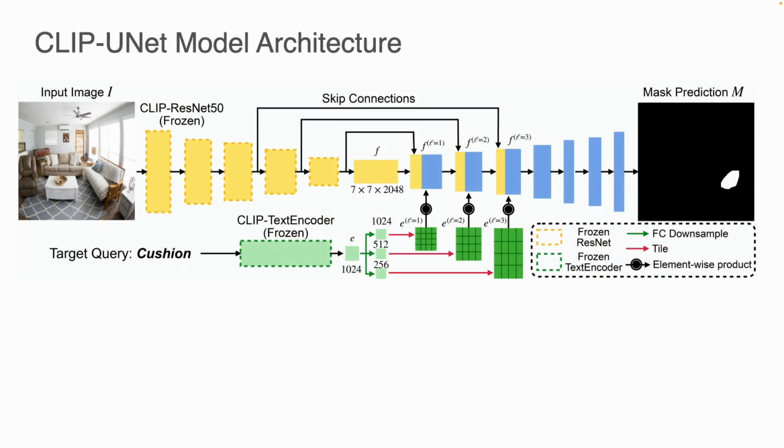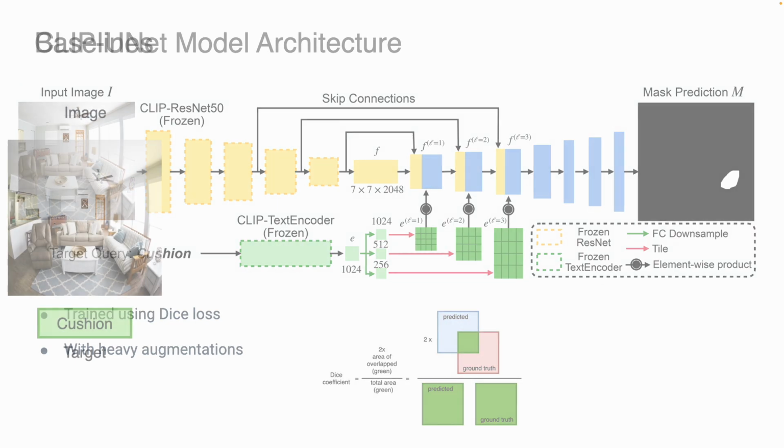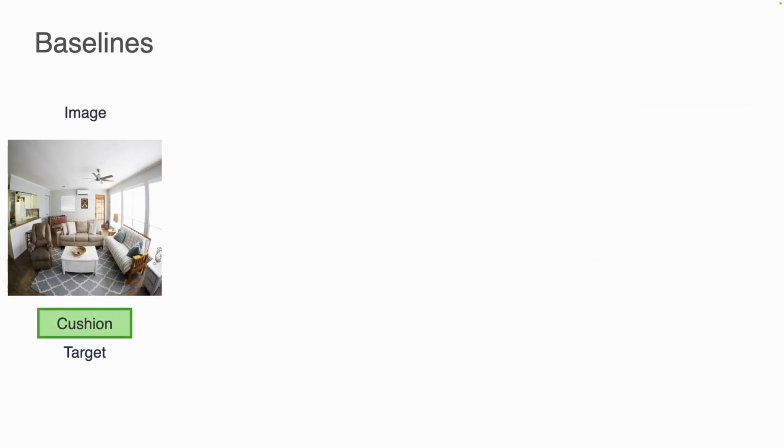We propose a simple model architecture that leverages frozen CLIP image and text encoders and learns a UNet decoder on top of it using dice loss with heavy augmentation to do semantic placement predictions. We compare our method against 3 baselines that leverage LLMs and VLMs.